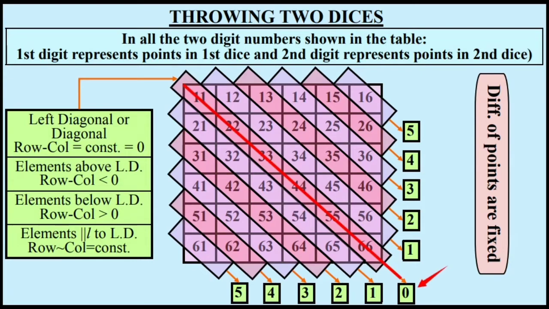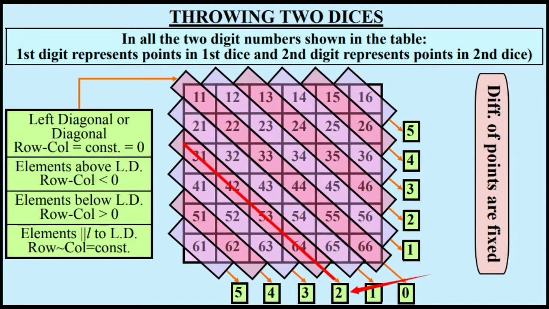A line drawn here from the top left corner of the box to the bottom right corner is called the diagonal or left diagonal. Elements falling on the diagonal 11, 22, 33, 44, 55 and 66 are called diagonal elements. And here we find that in each case the difference of points in two dice is 0. Here I take another line which is parallel to the left diagonal, and the elements falling on it are 21, 32, 43, 54 and 65, and we find here that the difference of points in two dice is 1.